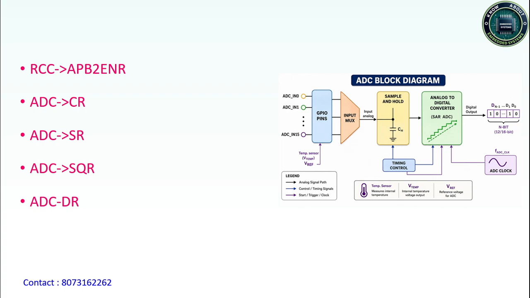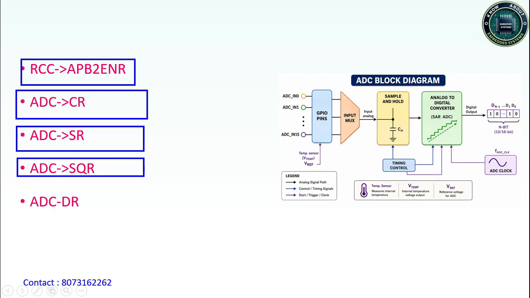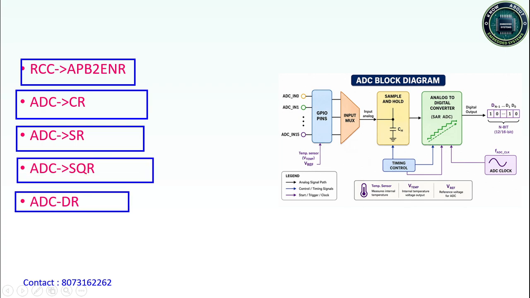What are the different registers we are going to use? First one is RCC APB2 ENR. This register APB2 ENR is used to enable the clock. Then we have ADC control register. Then we have ADC status register. Then we have ADC sequence register. Then we have ADC data register. So like this, 5 to 6 major important registers we have to use in order to configure your ADC and to read the analog data or digital data from the sensor.